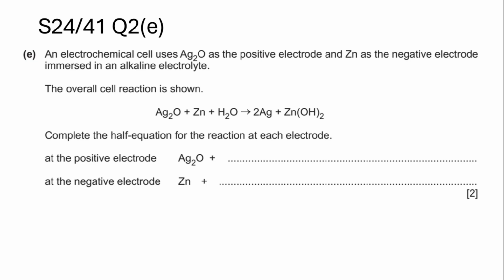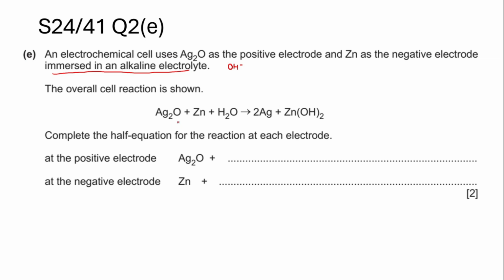In this question, we are going to complete the half equation for the reaction at each electrode. First, the question tells us that both electrodes are immersed in alkaline electrolyte. So that means for the balancing, we will use hydroxide ions for the number of oxygen. Now, the overall cell reaction is given here.